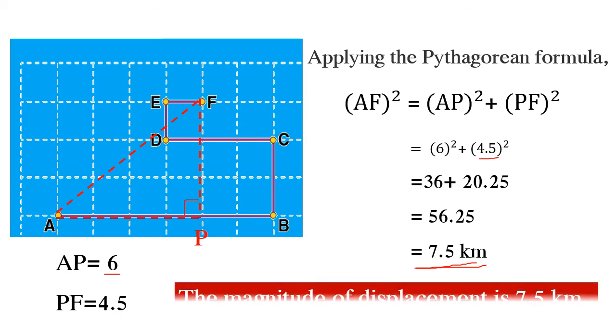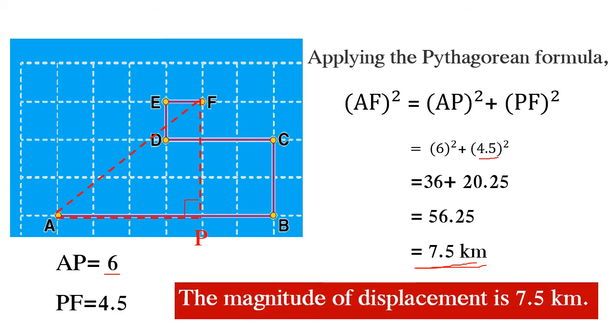Okay. So the magnitude of displacement is 7.5 kilometer and distance traveled by object is 19.5 kilometer. So have you got this? The difference between the distance and displacement? Okay.